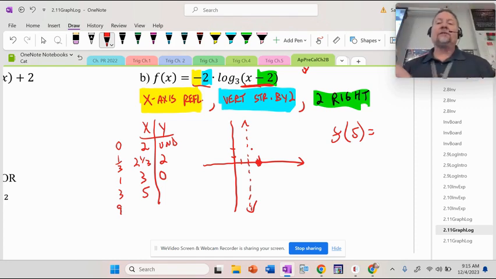What's log base 3 of 3? 1. 1 times -2 is -2. Okay, I'm starting to see some shape here. I think I got it. 5 comma -2. I think I'm good.